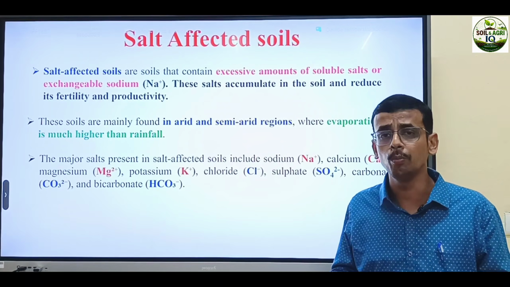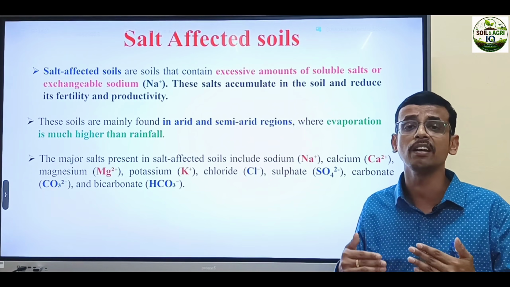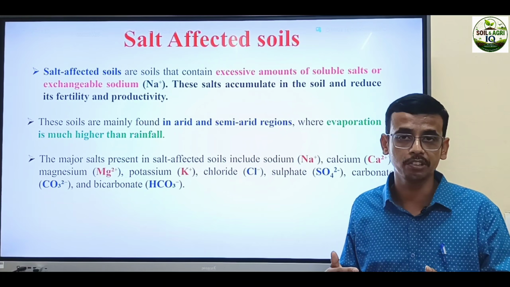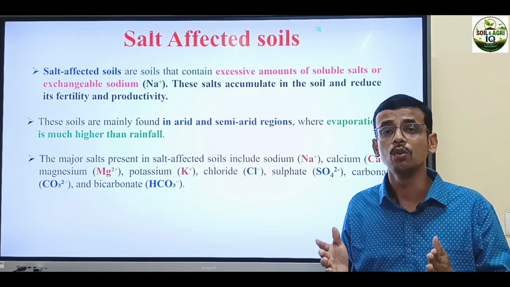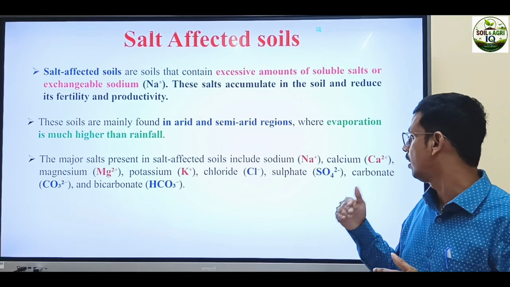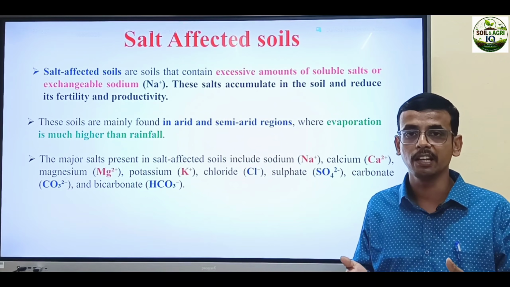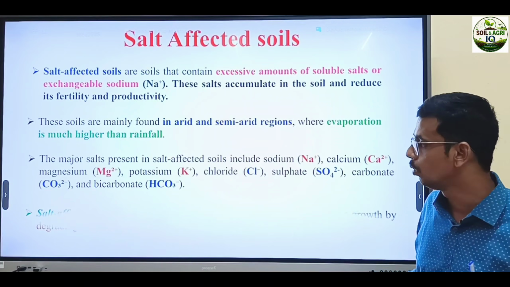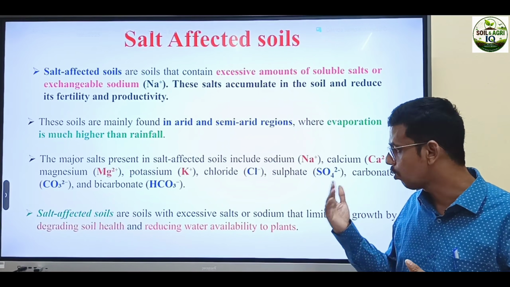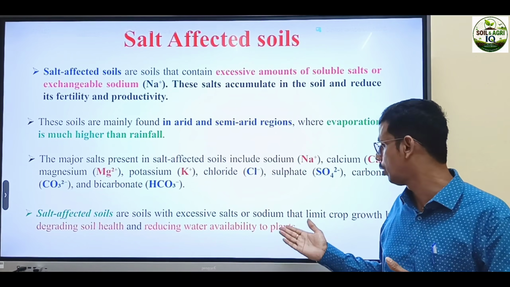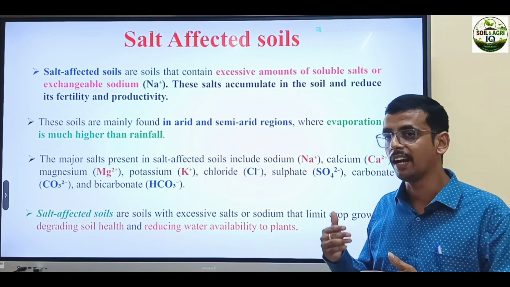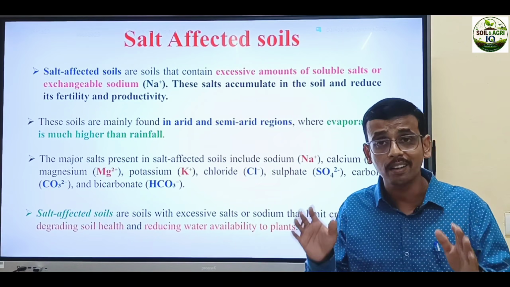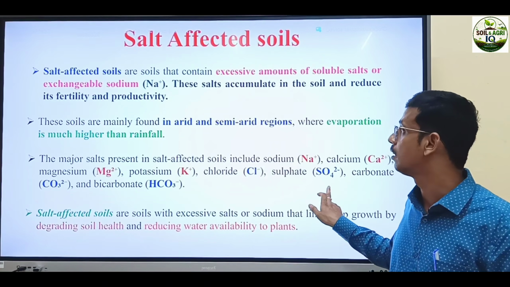And what are the major soluble salts present in salt affected soil? In terms of cations, the dominating cations are sodium, calcium, magnesium and potassium. And the dominant anions are chloride, sulfate, carbonate and bicarbonate. These are the dominant soluble ions present in salt affected soil. So salt affected soils contain an excessive amount of soluble salt and also sodium. It affects crop growth and ultimately the productivity by degrading the soil health, and it also affects water absorption by the crop plant.